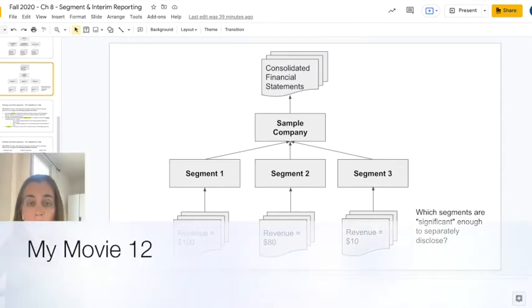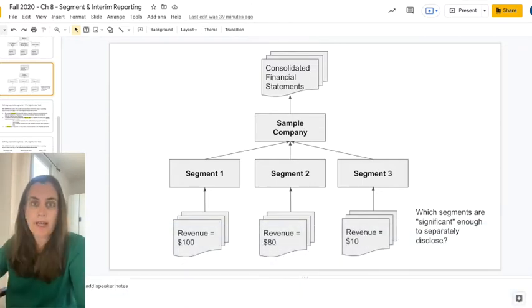So what I want to do is give a quick overview of Chapter 8 segment reporting and some of the GAAP rules that we're going to be looking at and that underlies some of the quantitative work you'll be doing. Now GAAP, remember GAAP? Generally accepted accounting principles. Well, companies are using GAAP all the time to determine how to disclose information in their financial statements, and segment reporting is no different.